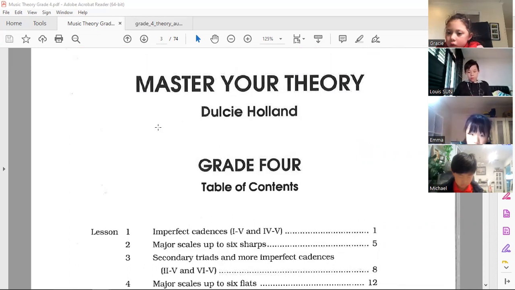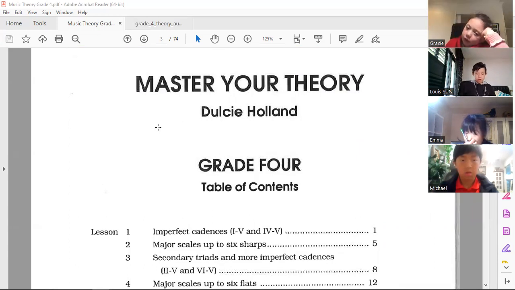Since we're on the topic of intervals, I might go over a bit of transposition using intervals later.